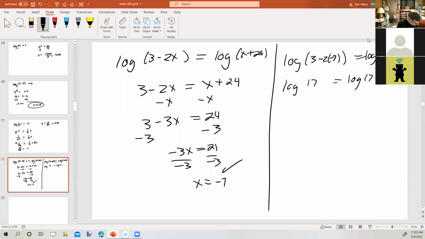Let's see here. What are we doing for time?